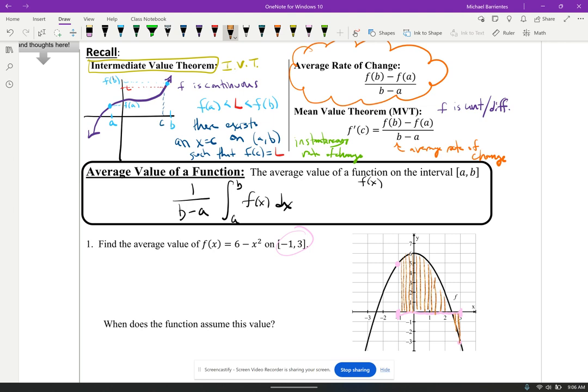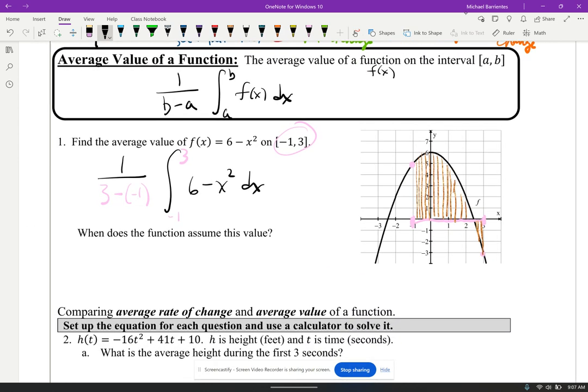So when I find the average value of f of x, the average value is, according to my formula, 1 over b minus a times the integral from a to b of my function 6 minus x squared dx. This is how I'm going to figure this out. Now, here's a setup. If I'm doing a free response question, this would give me some points, a point, 2 points, I don't know. Not a lot, but at least I'm showing people that I know what the formula is. But now let's figure it out.